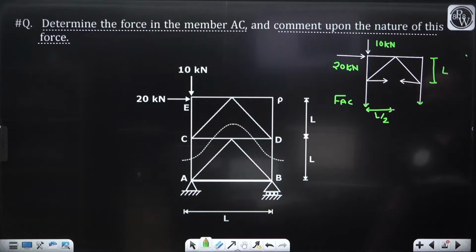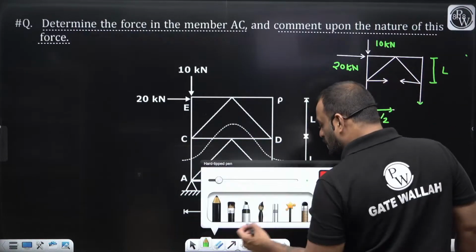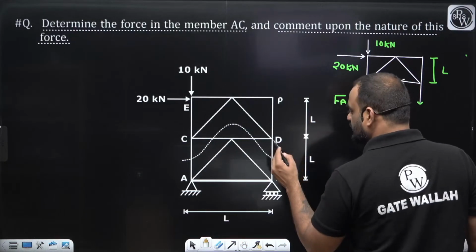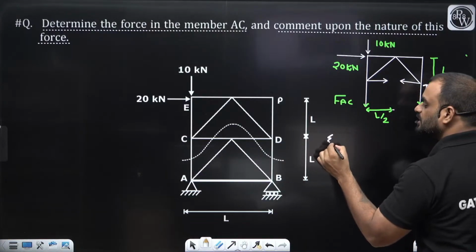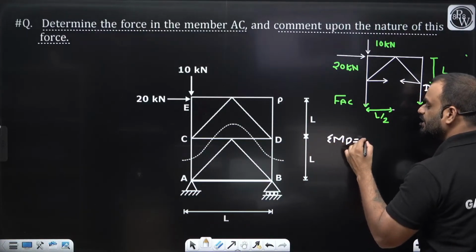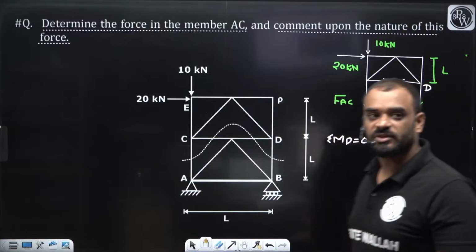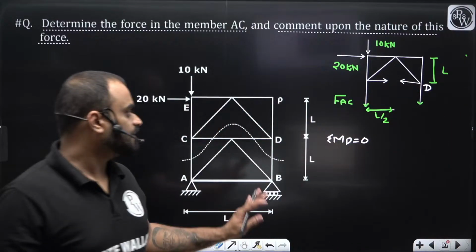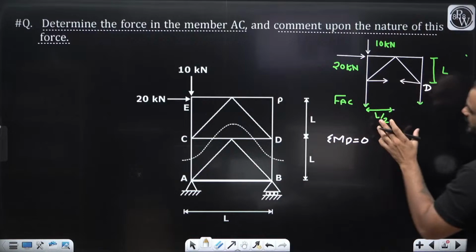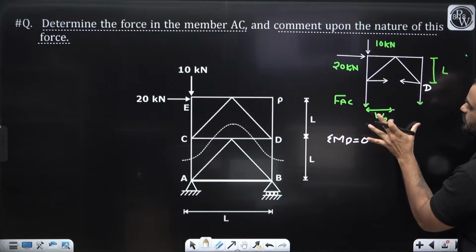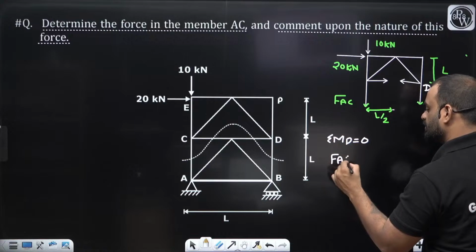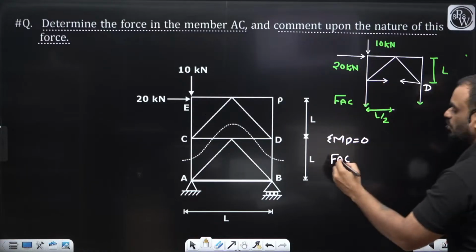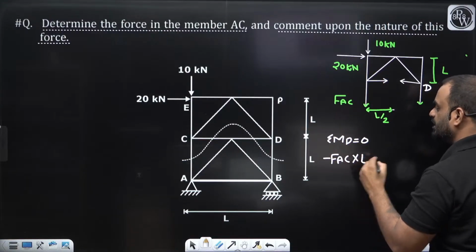It is very simple. What we will do guys, we'll consider joint D. This is our joint D. Let us consider joint D and take summation of moments about D equal to 0. That is very easy to get the answer. You can see here guys. Okay, so FAC into how much? This particular length, total, is L. So we'll write FAC, which is anti-clockwise, so negative FAC into L.